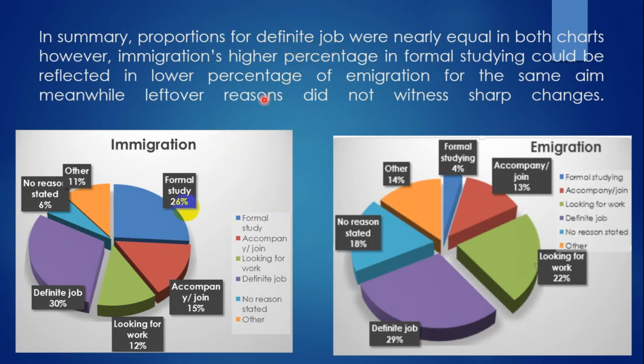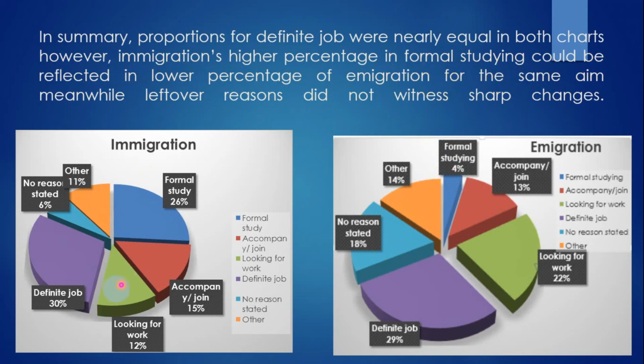Proportions for definite job were nearly equal in both charts because the numbers are too close to each other. One of them is 30 and another one is 29. Students who have visited the UK for formal studying, their percentage is really high, 26, and meanwhile, the students who left the UK for formal studying were only 4%. Therefore, higher percentage in formal studying could be reflected in lower percentage of emigration for the same aim.